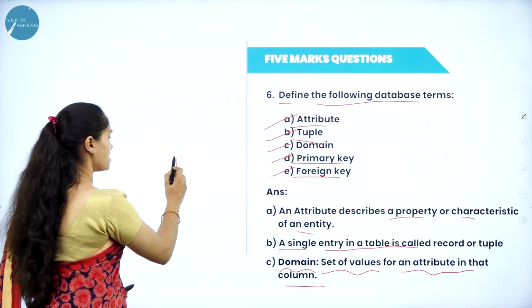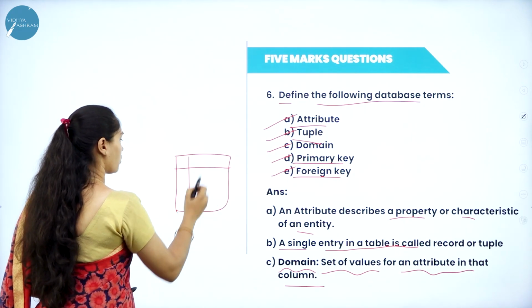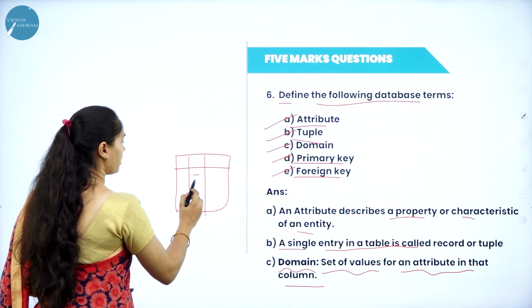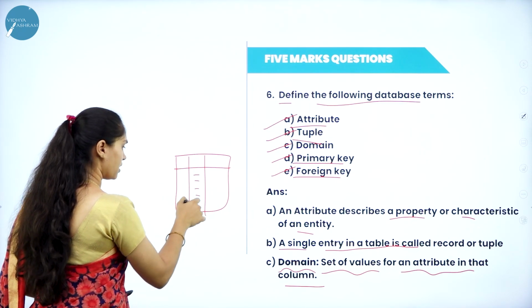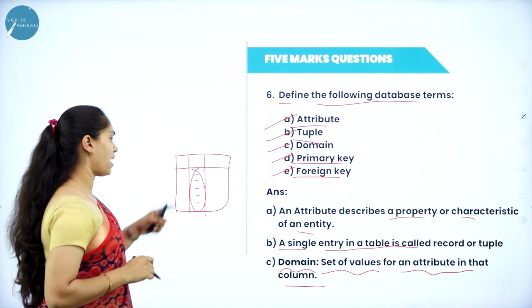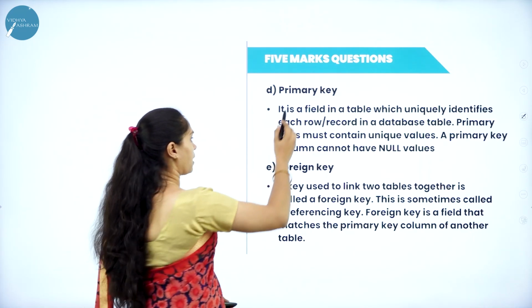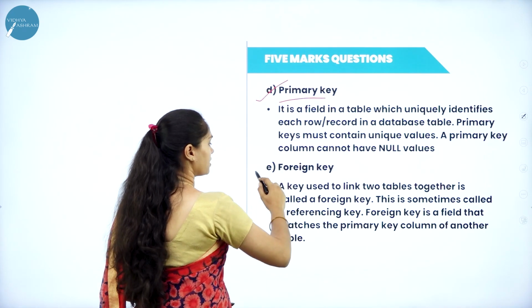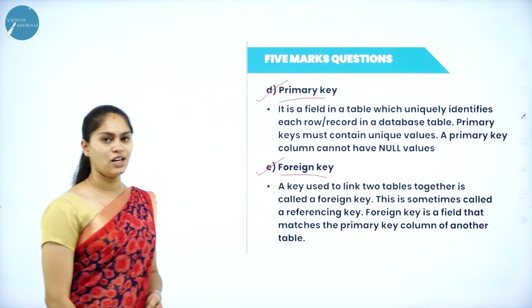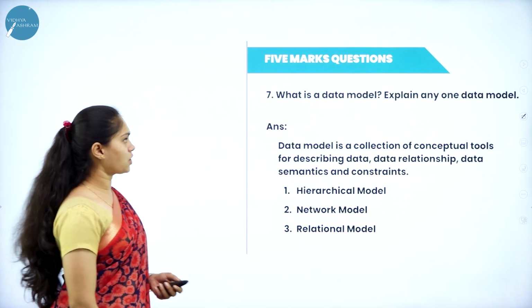If I consider a table that has a number of columns and rows, whatever values I write for a particular column, that set of values is considered as what? Domain. And also we have primary key. Already we discussed the primary key as well as the foreign key. Let's see the next question.